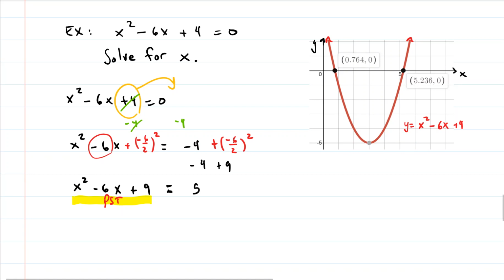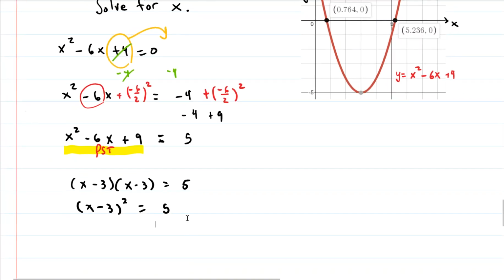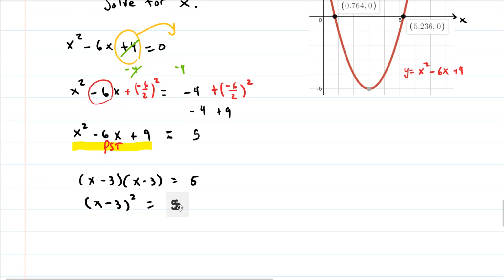Because this left side, you can see that we can factor that. And what does it factor into? x minus 3 times x minus 3, which is the same thing as x minus 3 squared equals 5. All right, we're getting really close. Let's move that 5 over a little bit.